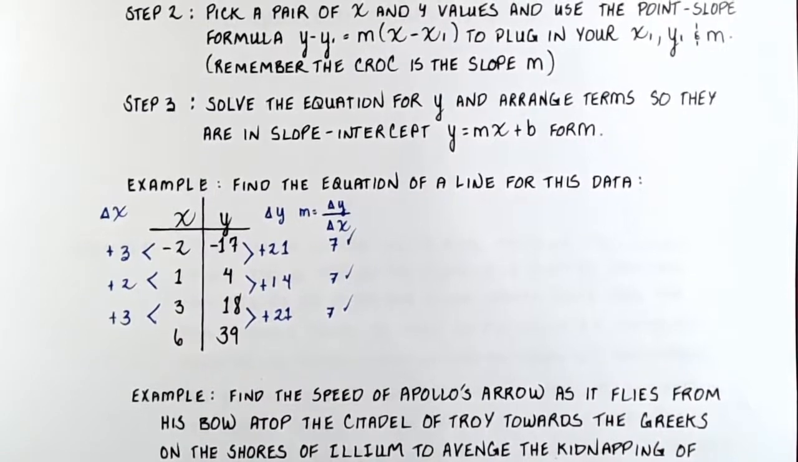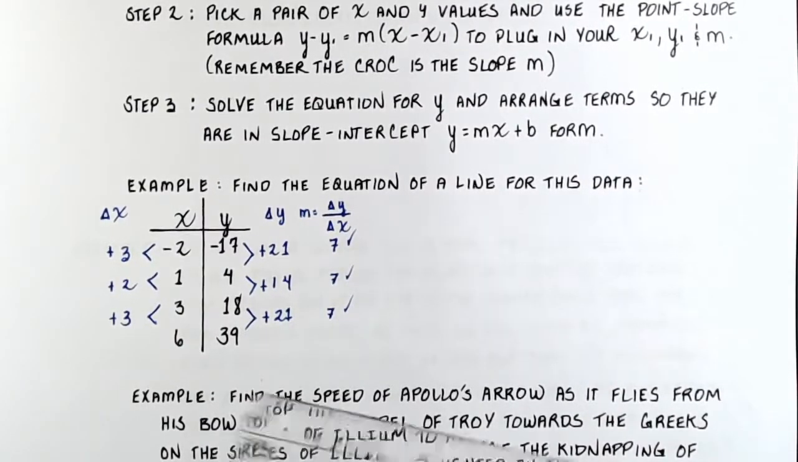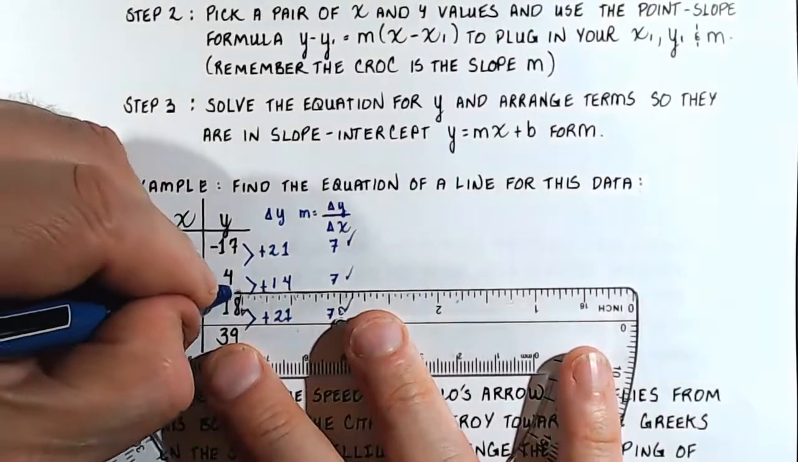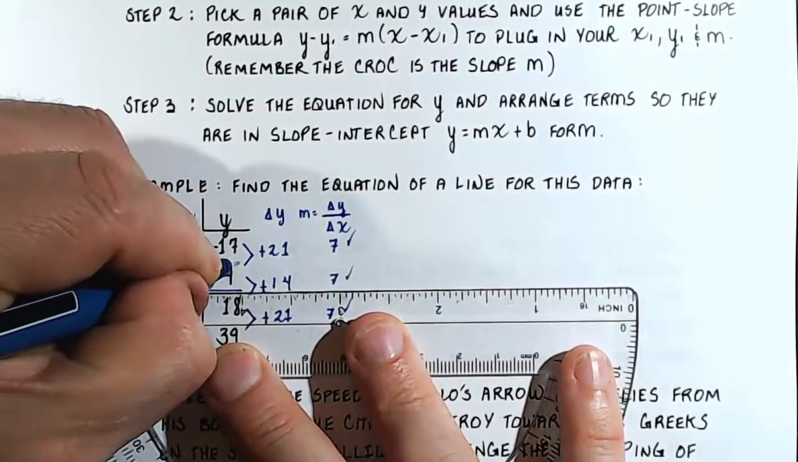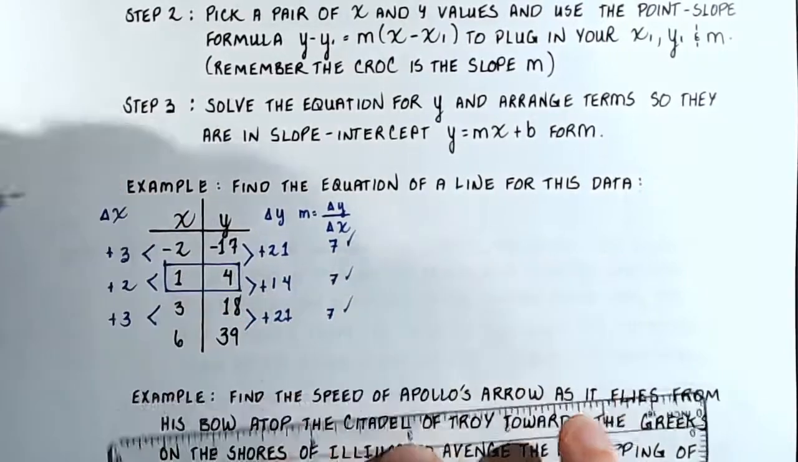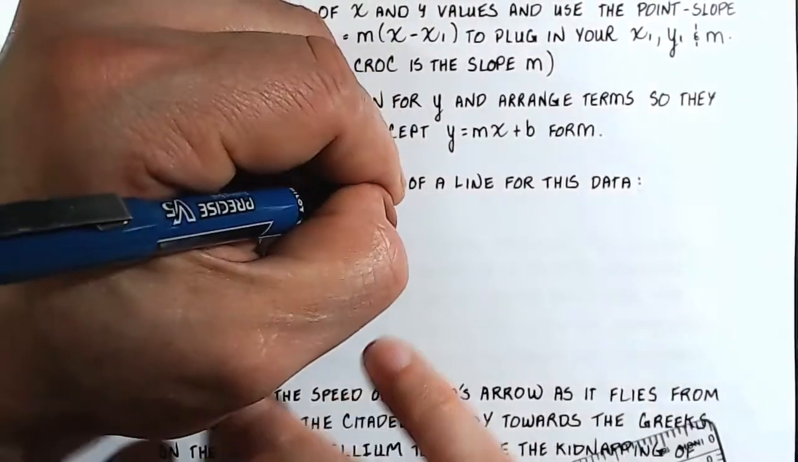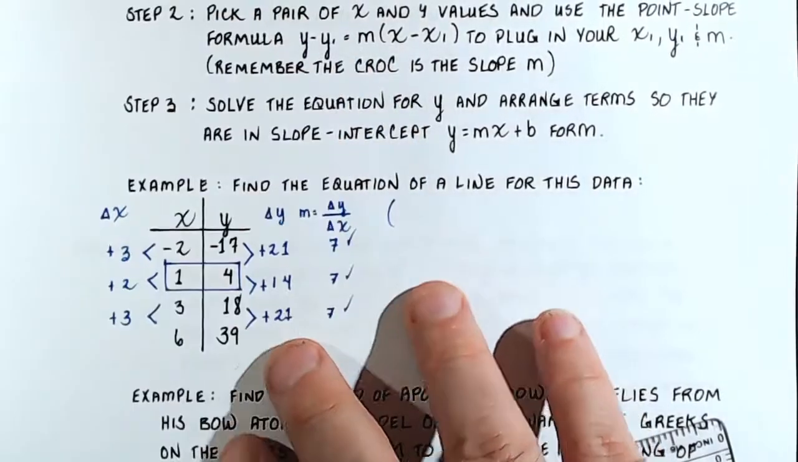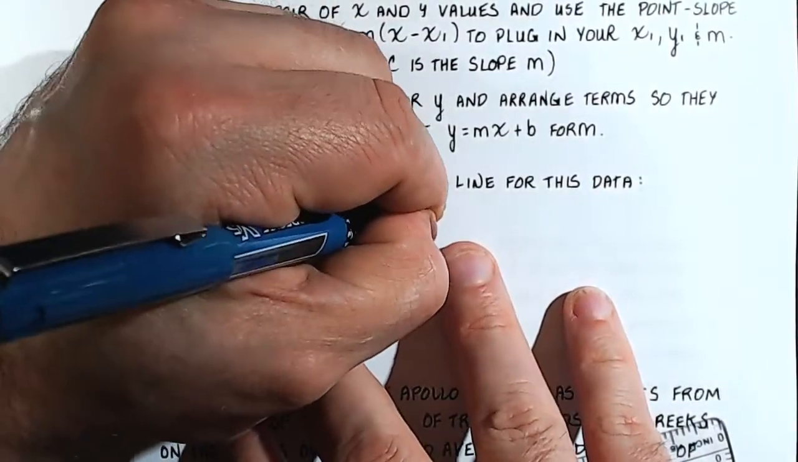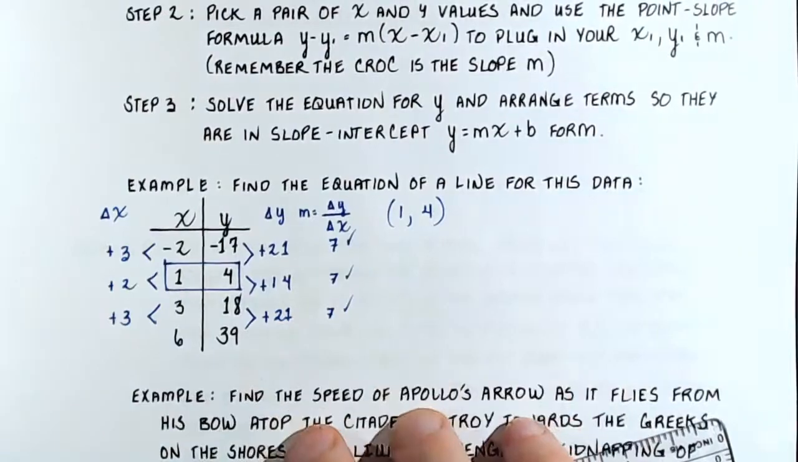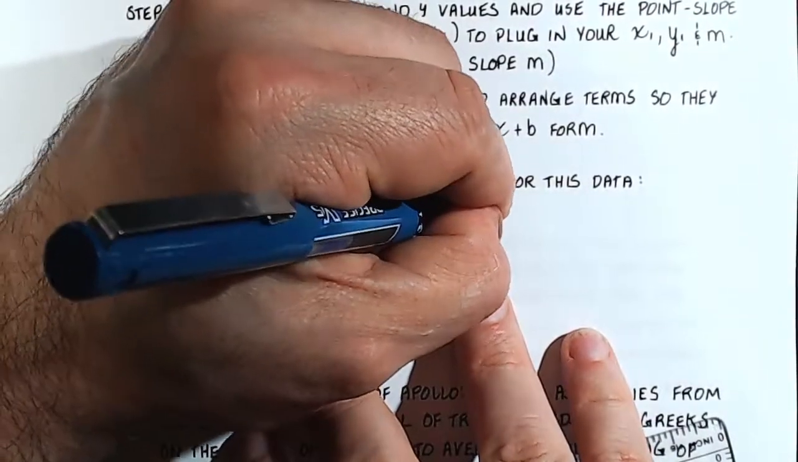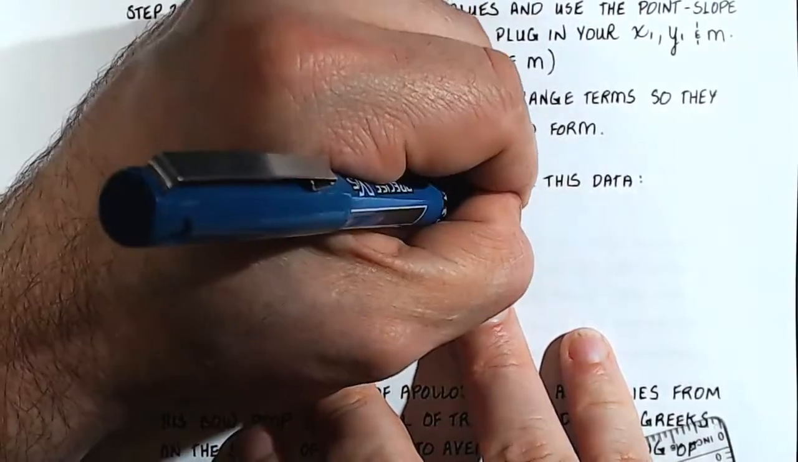Okay? Now, we just choose a pair of points. And the easiest one that I see here is 1 and 4. It doesn't matter which pair of points you choose. Because remember, the point slope formula just needs a point and a slope. So our point that we're going to use is 1, 4. Okay? And the slope we're going to use is 7.